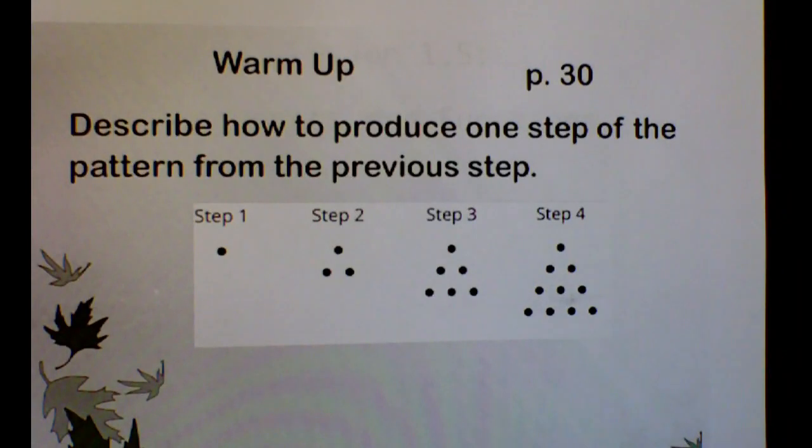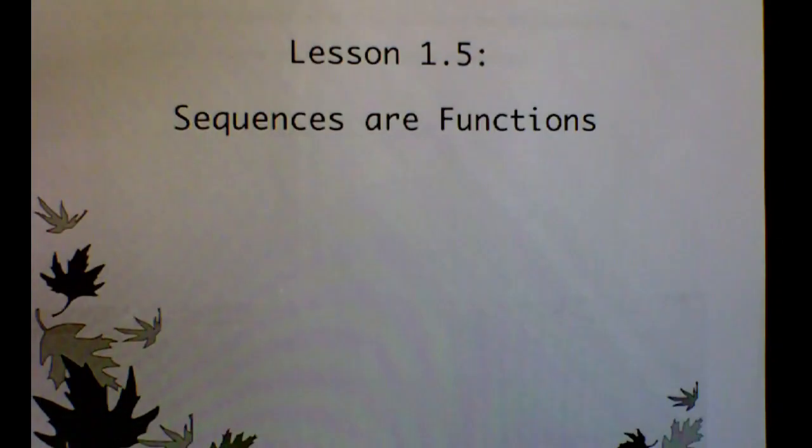Right away, I want you to open your books to page 30 and complete this warm-up problem. Describe how to produce one step of the pattern from the previous step. Pause the video now and try this. All right, we're going to come back to that, don't worry.